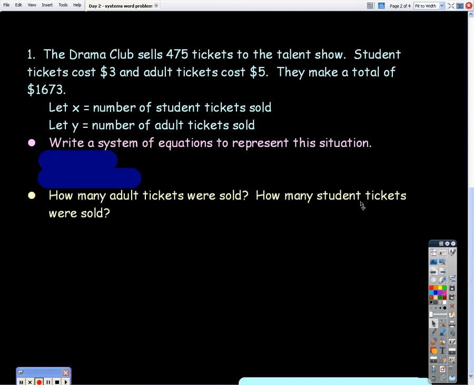We need to write a system of equations to represent the situation. Now, it's not the word total at the money. This total, it's not this word that tells us it's a total problem. That's just telling you how much money they made. What tells you that it's a total problem is that they sold 475 tickets. They sold 475 tickets total.